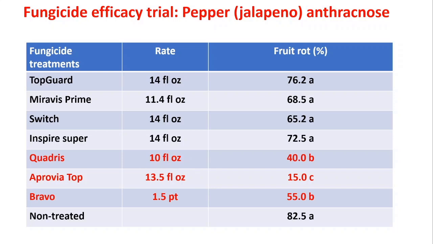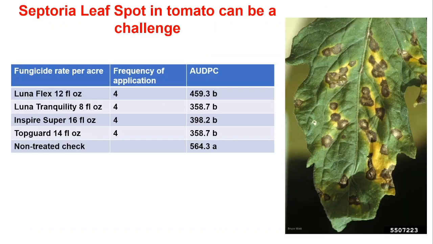Quadris had a significantly lower fruit rot compared to your non-treated check, but the thing that worked really well was Approvia Top. Approvia Top was one of the best performers in this particular trial. And Bravo by itself also has a good level of efficacy. So if you use these products in rotation with Bravo or tank mixing with Bravo, you're doing a good job. So again, I'm reiterating, these fungicide trials were done on primary anthracnose, not secondary anthracnose. For secondary anthracnose, you have to protect your fruit from getting sunburn.